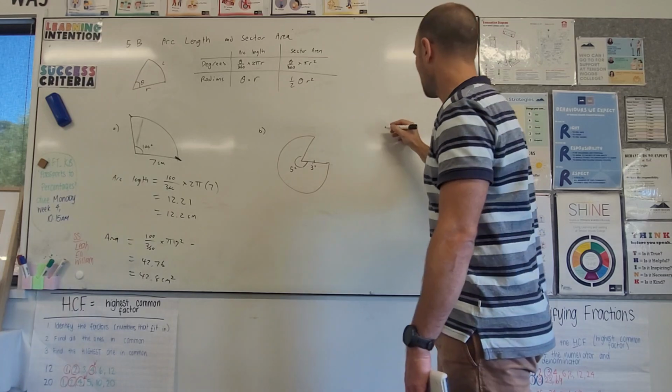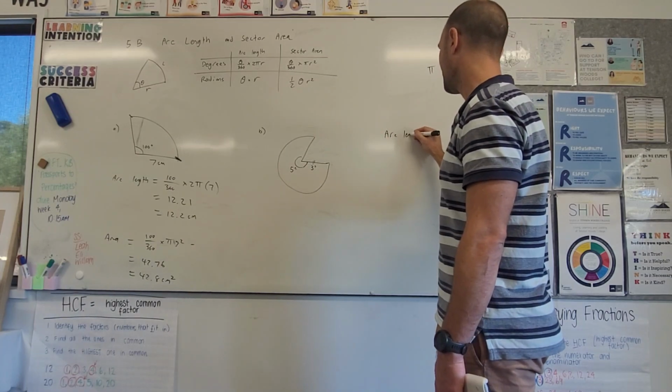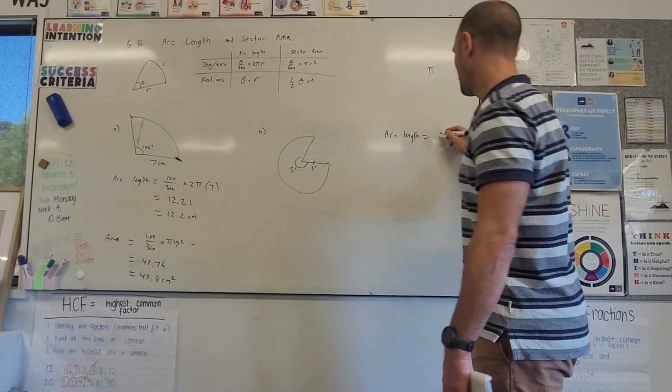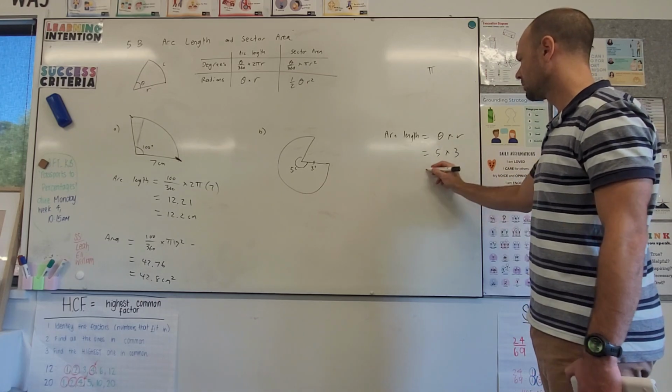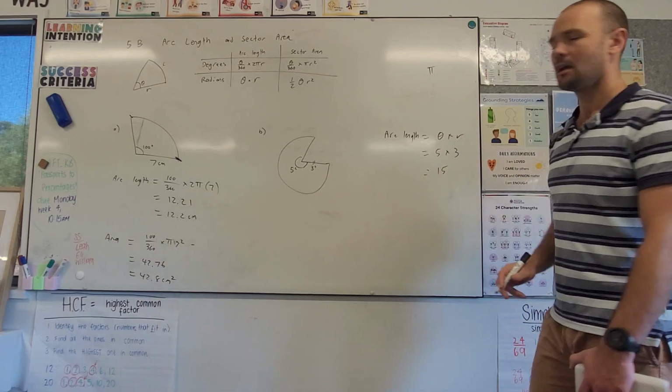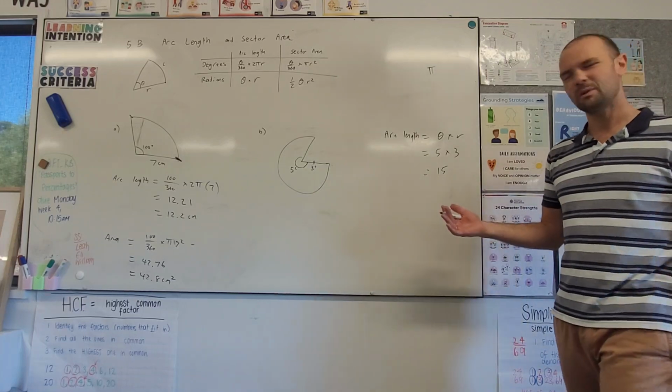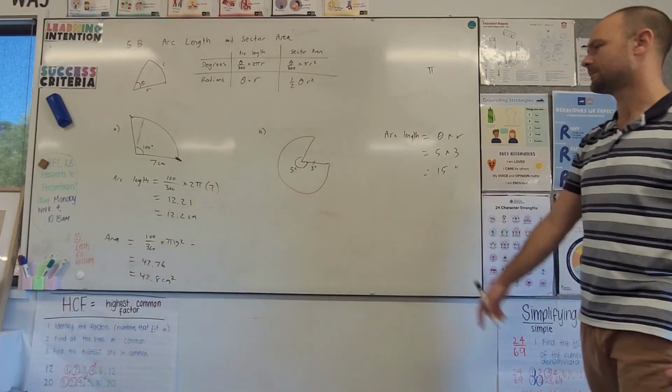So firstly for arc length, the arc length then is just going to be theta times r. So in this case, 5 times 3, which is 15. Now the unit here is inches. We don't tend to use inches in Australia, but 15 inches.